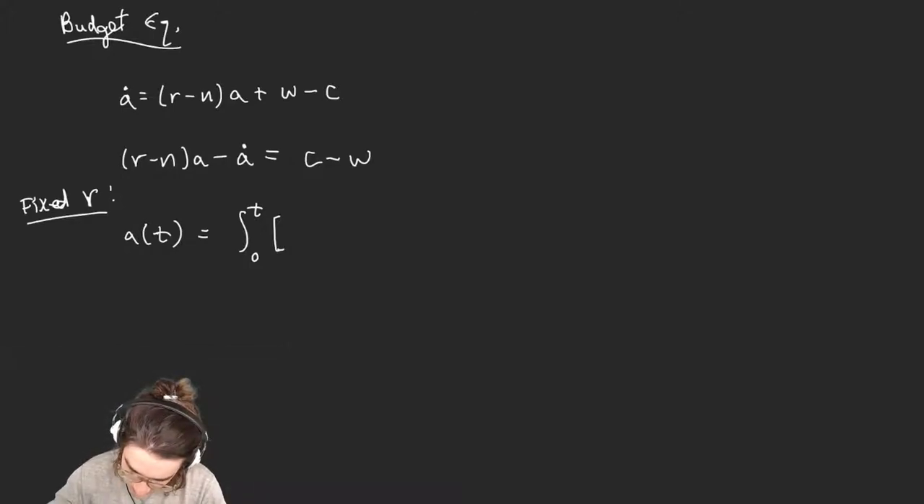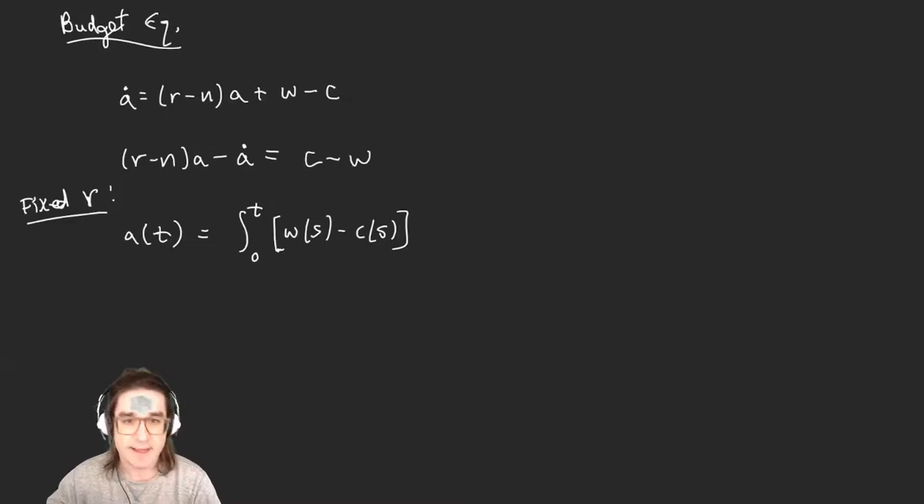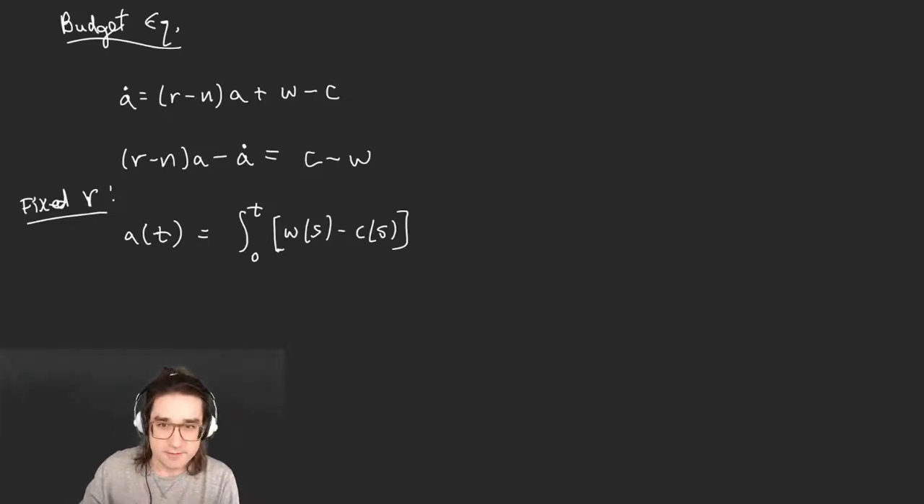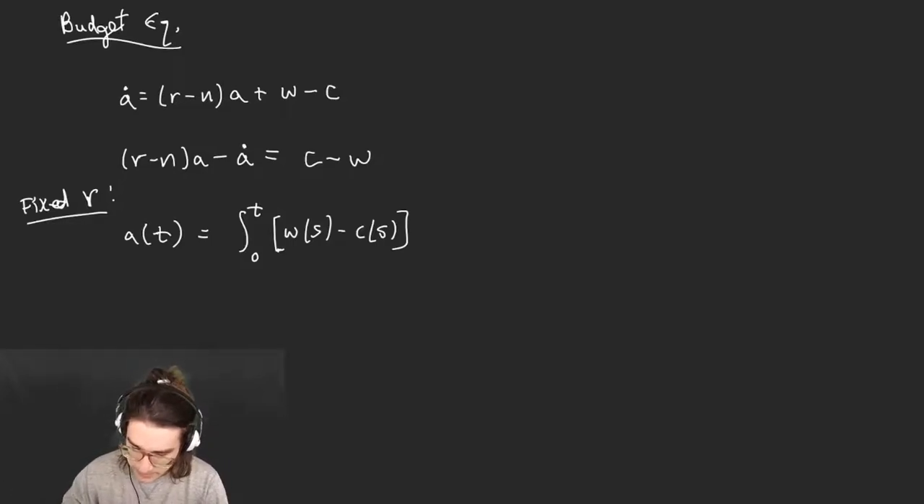This is how much money you put in the bank at time S: your wage minus consumption. If you didn't consume anything, you'd put your whole wage in the bank, which would be weird, but you could do it. And that might be negative too, because when I say put in the bank, I either mean literally put in the bank or pay down your debt. Okay, so that's how much you put in the bank there.